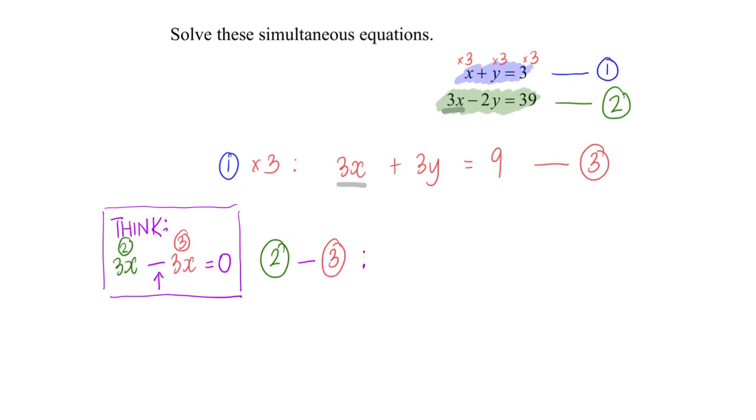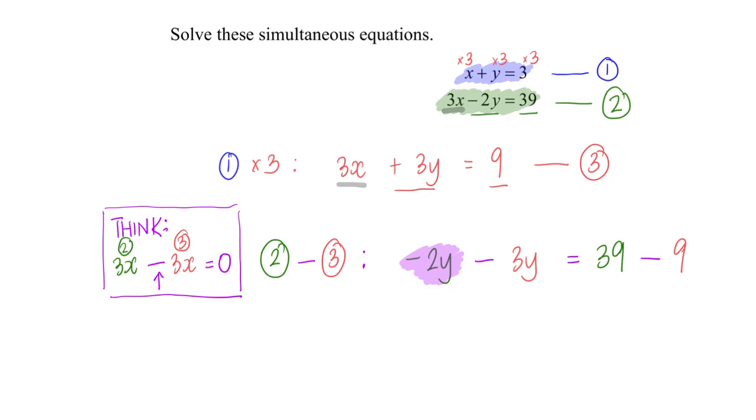Okay, the 3x has been eliminated, but I will have my equation 2. I have my negative 2y, and I will need to minus away my positive 3y. I have my 39 minusing my 9. Okay, so from here, I can continue to simplify and solve for y.